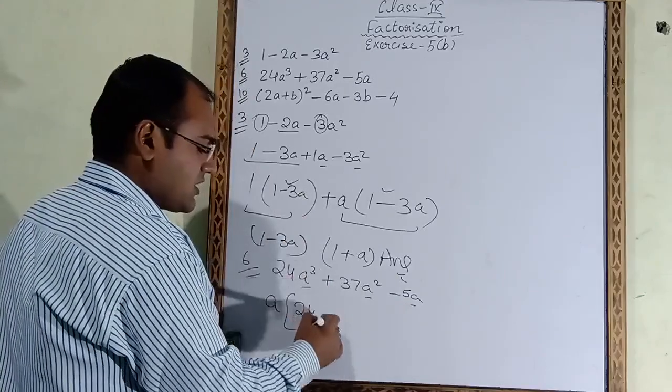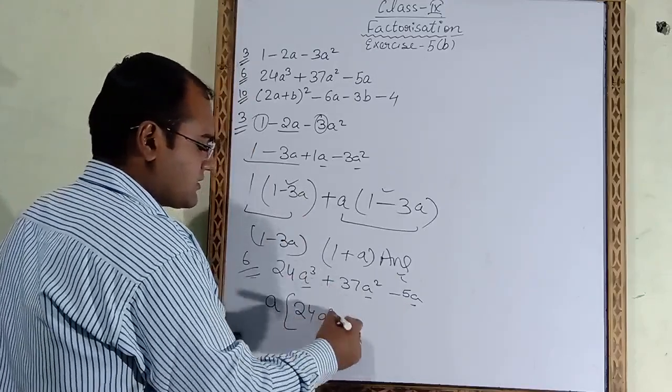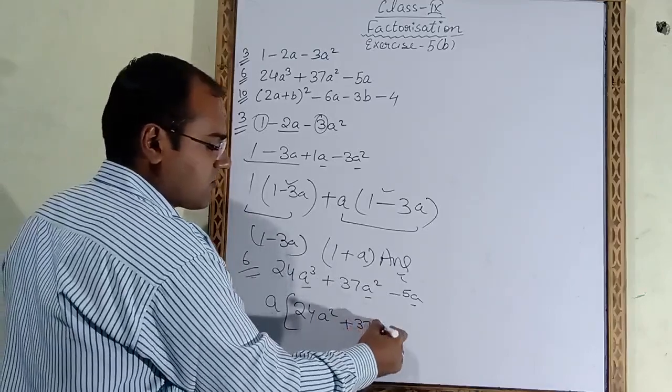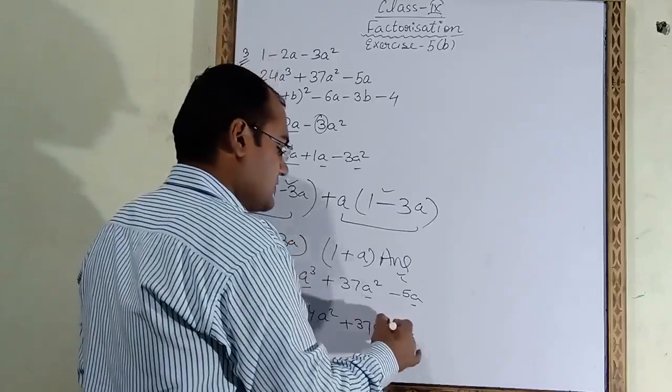24a cube is there. We have taken 1a common, so here it will be 24a square, plus 37a square was there, so now we have to write only 37a because we have taken 1a common, minus 5.